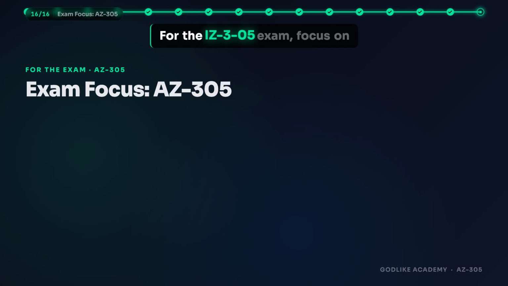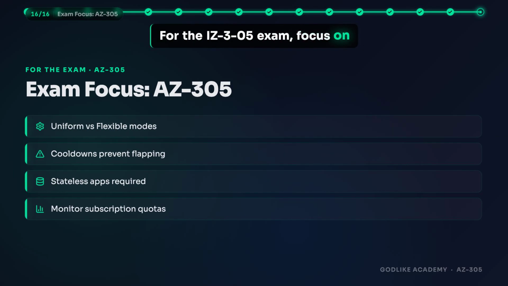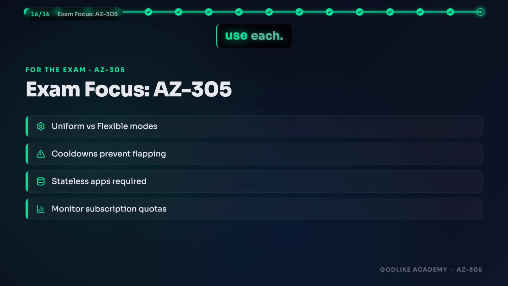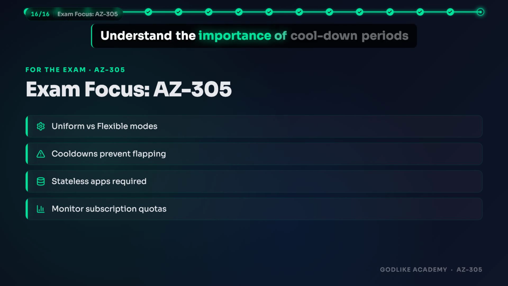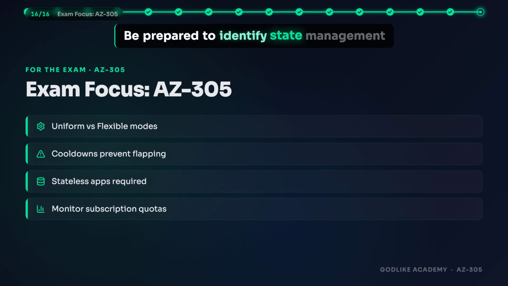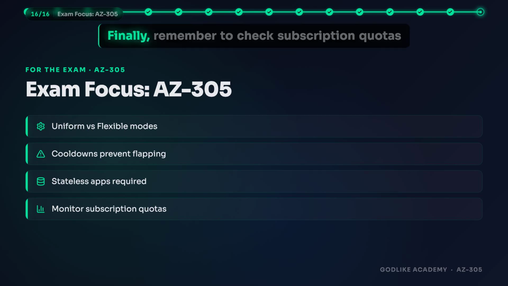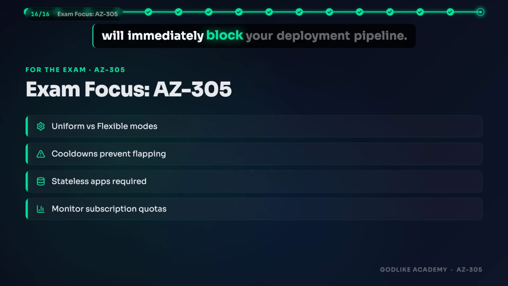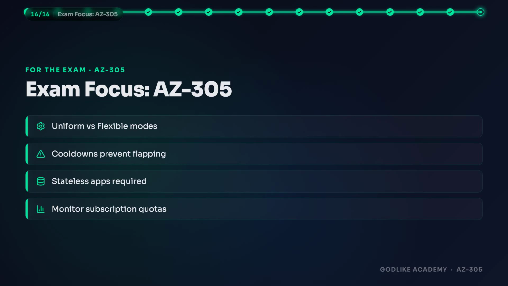For the AZ-305 exam, focus on these critical points. Know the difference between uniform and flexible orchestration modes and when to use each. Understand the importance of cooldown periods to avoid flapping. Be prepared to identify state management pitfalls and recognize the need for external databases in scale-in scenarios. Finally, remember to check subscription quotas before scaling out, as hitting limits will immediately block your deployment pipeline.